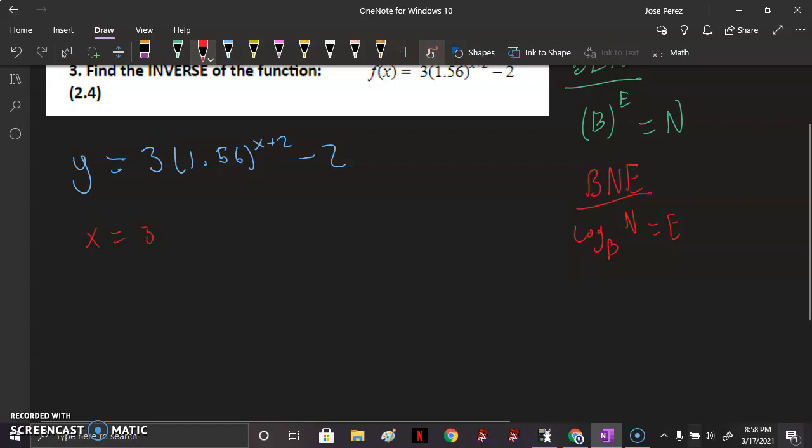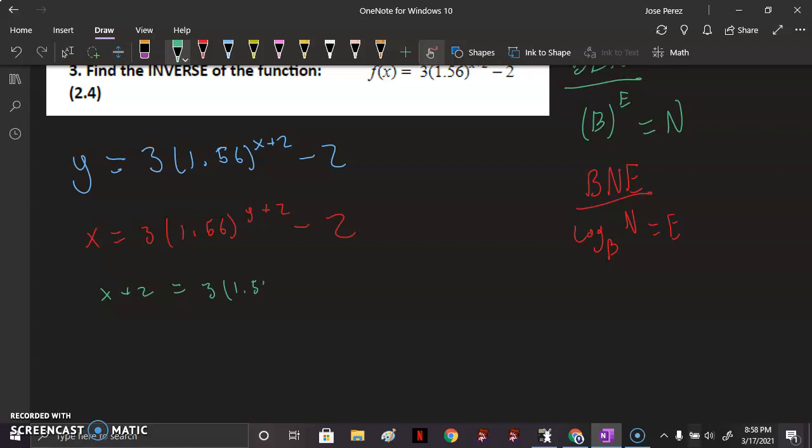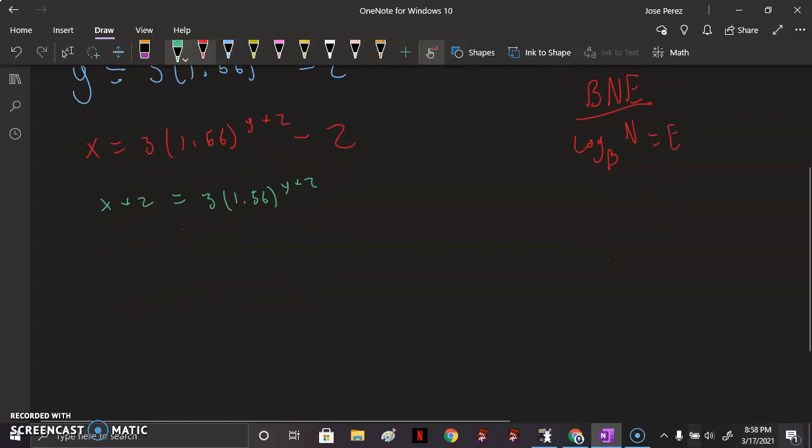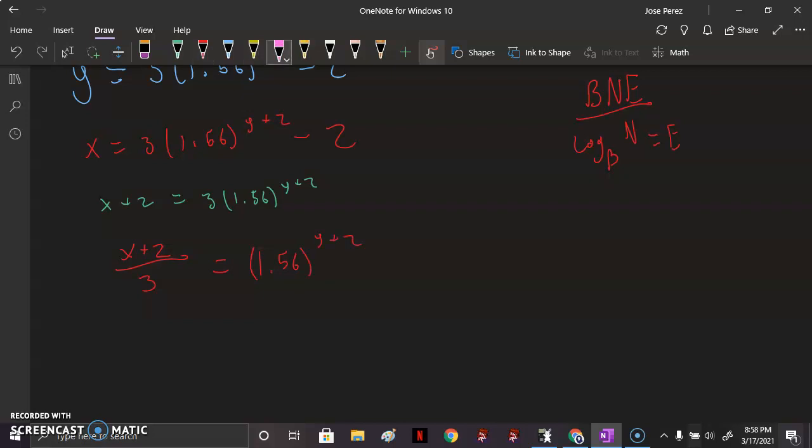We're going to do x equals 3(1.56)^(y+2) - 2. And now we can start. We're going to move this negative 2 to the other side, which will turn into x + 2 equals 3(1.56)^(y+2). And after that, we're going to divide by the 3, which will be (x+2)/3 equals 1.56^(y+2). And now you may wonder that, uh-oh, we're stuck in a puzzle.